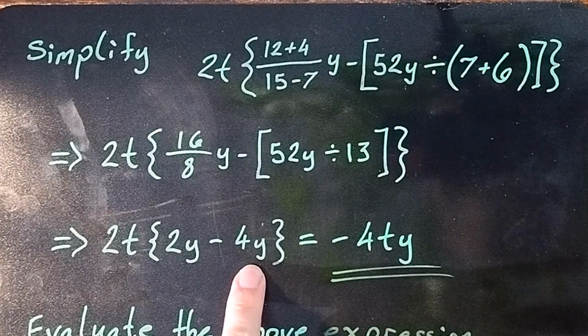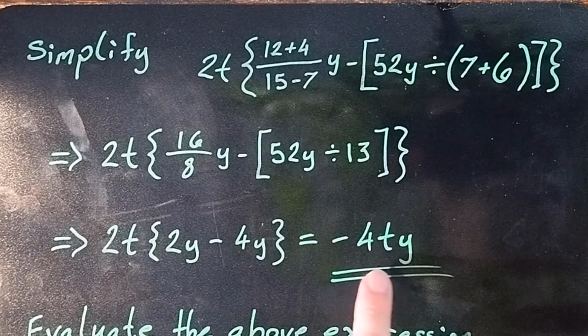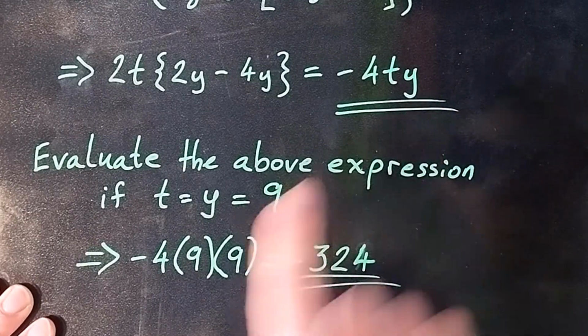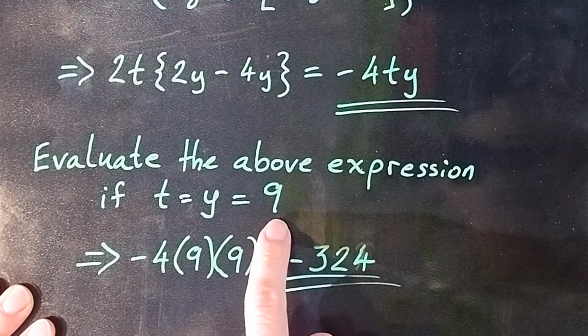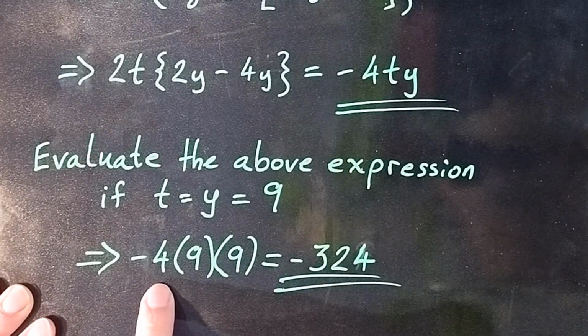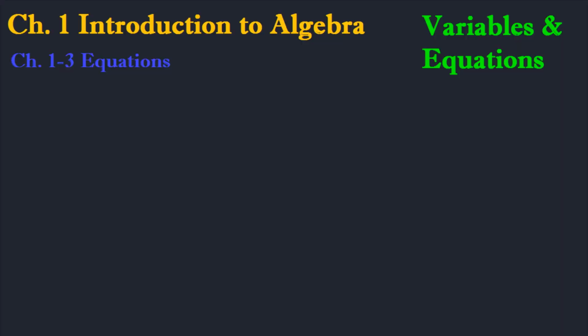2y minus 4y is negative 2y. Negative 2y times 2t is negative 4ty. If t and y were given values, we could evaluate it. In this case, t and y both equal 9. 9 times 9 is 81. 81 times negative 4 is negative 324. And that's my answer. Section 3 discusses equations.